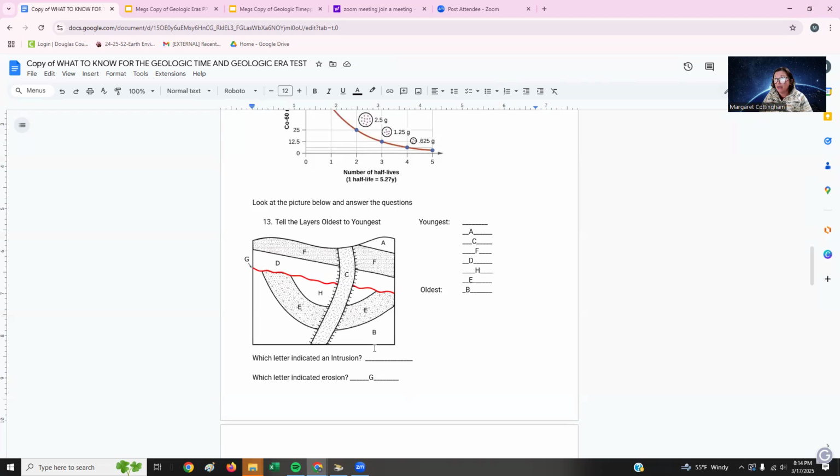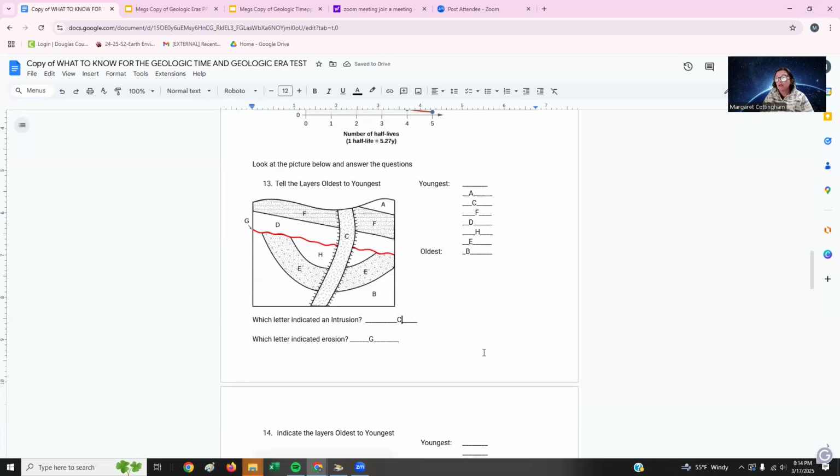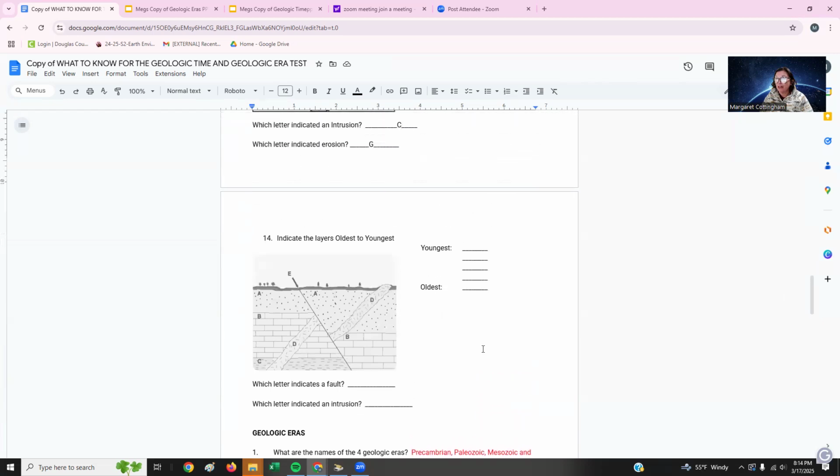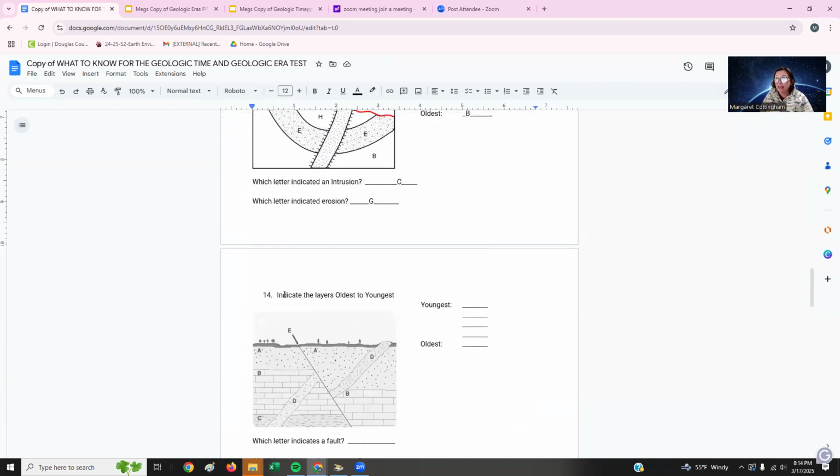And what is the intrusion? C is the intrusion right here. That's your intrusion. Okay, let's scroll on down and do another one here. Indicate the layers from oldest to youngest.